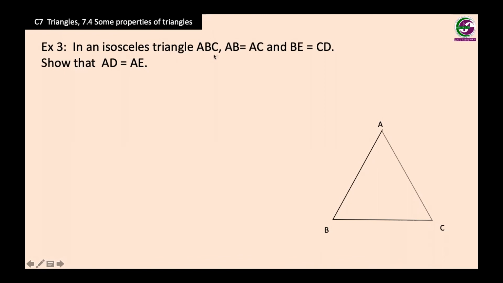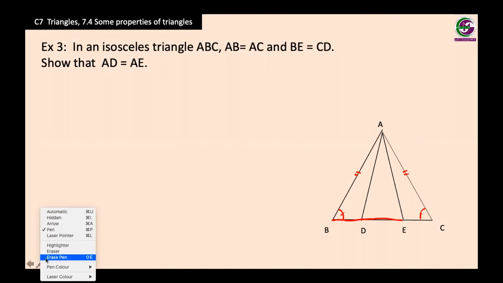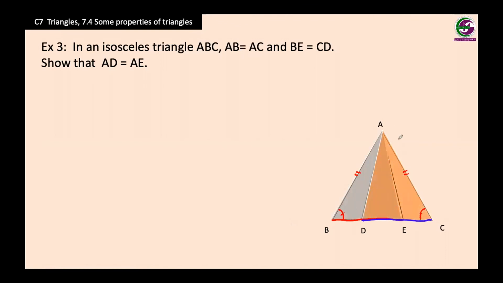In an isosceles triangle ABC, AB is equal to AC. These two sides are equal. We have studied that if two sides are equal, then the opposite angles are equal. So angle B is also equal to angle C. Now the question continues, AB is equal to AC and BE is equal to CD. BE equal to CD means the base of a triangle with BE and another triangle with base CD.